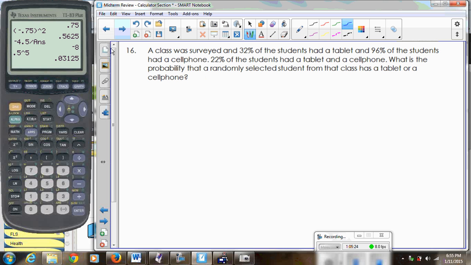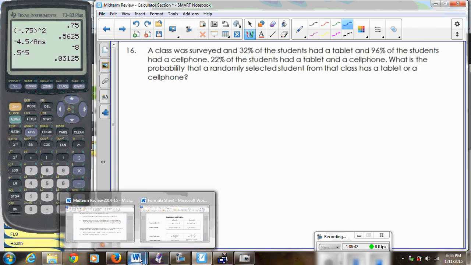All right. Number 16, it says a class was surveyed and 32% of the students had a tablet, 96% of students had a cell phone, 22% of students had a tablet and a cell phone. What is the probability that a randomly selected student from that class has a tablet or a cell phone?